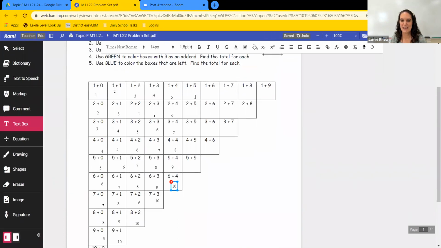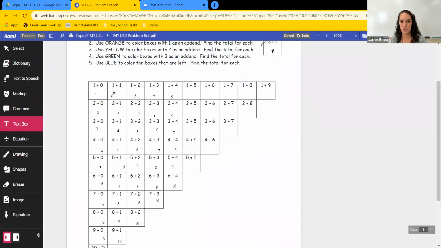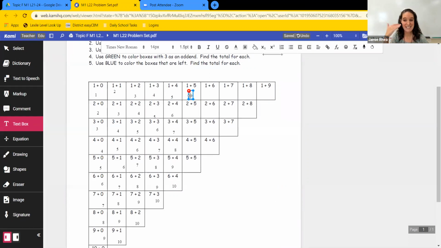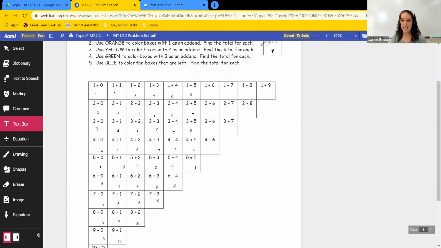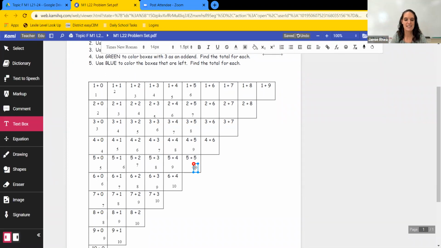1 and 5 make, look, here's my pattern. 1, 2, 3, 4, 5. The next number is going to be 6. 1 and 5 make 6. 2 and 5 make, what comes after 6? 7. Do you see my pattern? It keeps going. 3 and 5 make 8. 4 and 5 make 9. And 5 and 5, there's a double. What's my 5 and 5? 10.